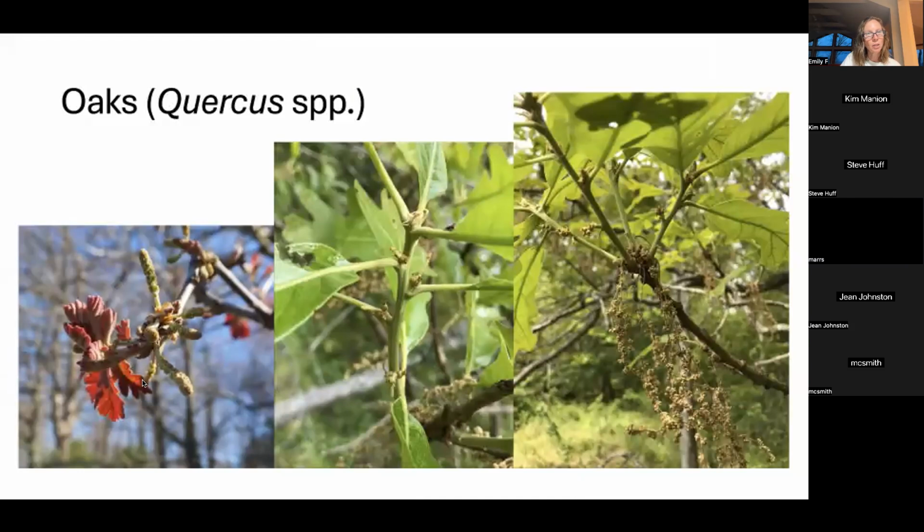And then we have our oaks. This is a white oak over here. And we have female flowers in these axils here. And then these are the male catkins hanging down on our oaks. They're going to be on those well-drained slopes all the way up. And our mountain ridge will probably be dominated by hickories and oaks.